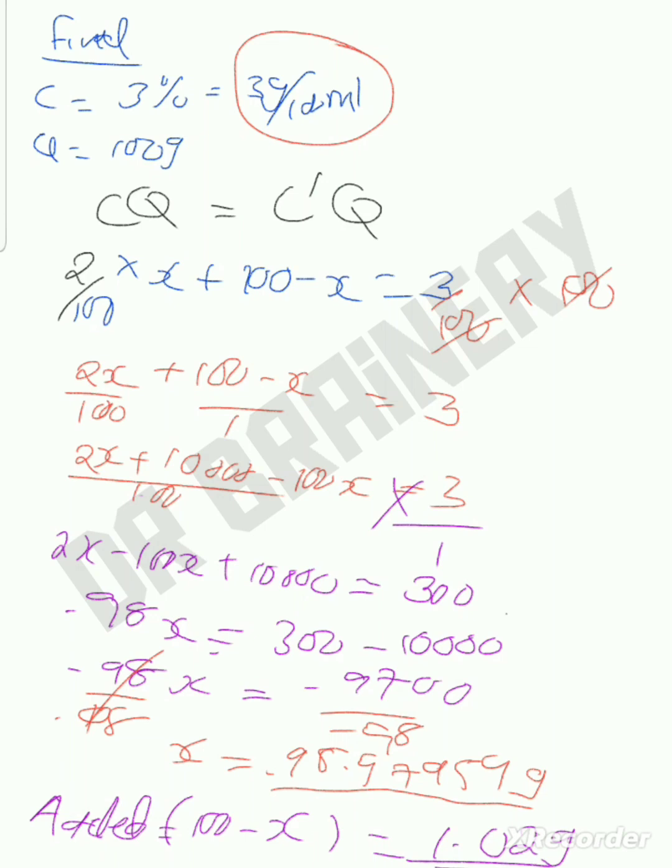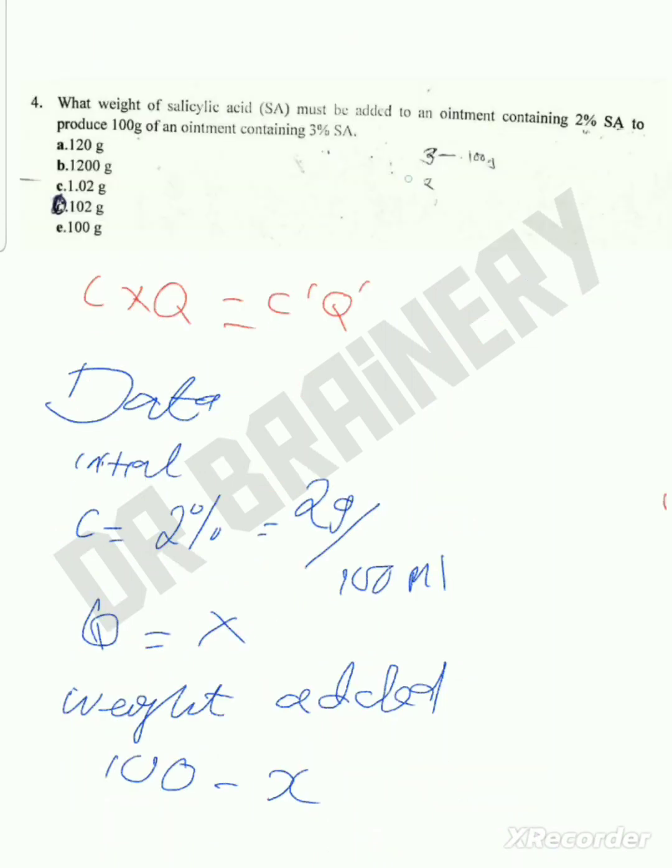So let's look at the question. This is the question, and the answer here: 120, fail. 1200, fail. 1.02, good. 102, fail. 100, fail. So we've calculated the answer.